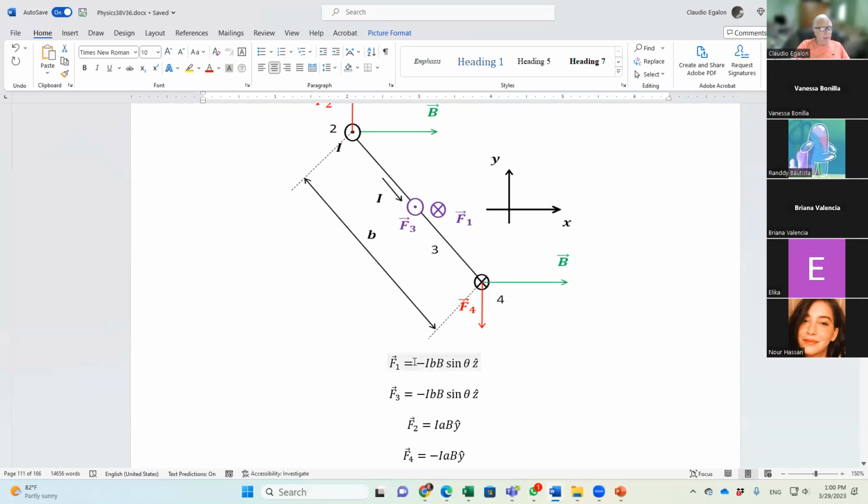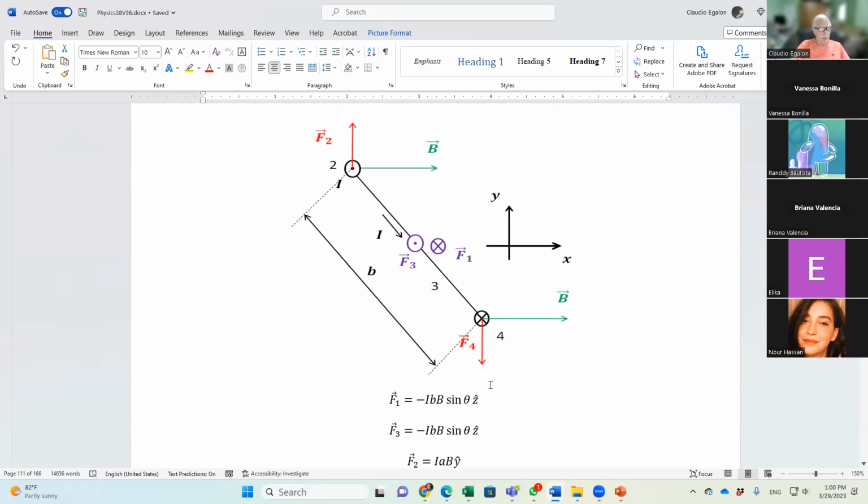So here you go. The force number 1 is the current, times the length, the larger length of the loop, times the magnetic field, times the sine of this angle here. When the angle between the current and the magnetic field is equal to 0, the force is 0 as well. And then you don't have a torque, because the force is equal to 0.